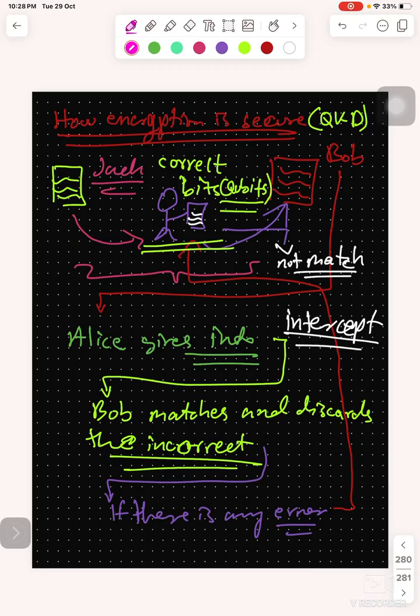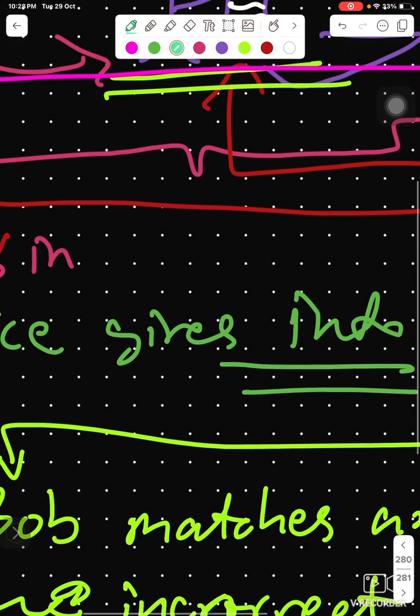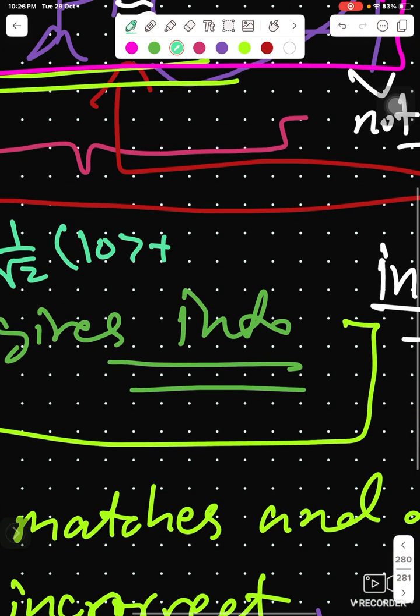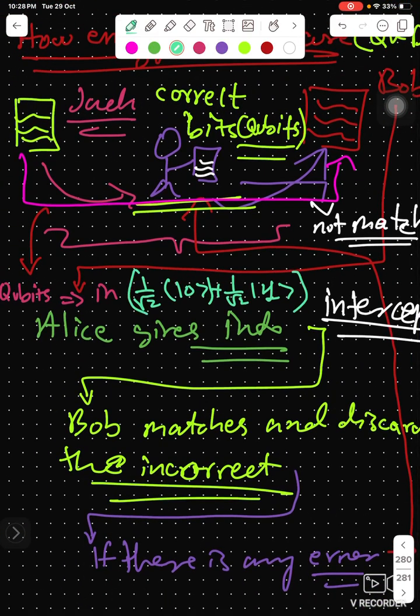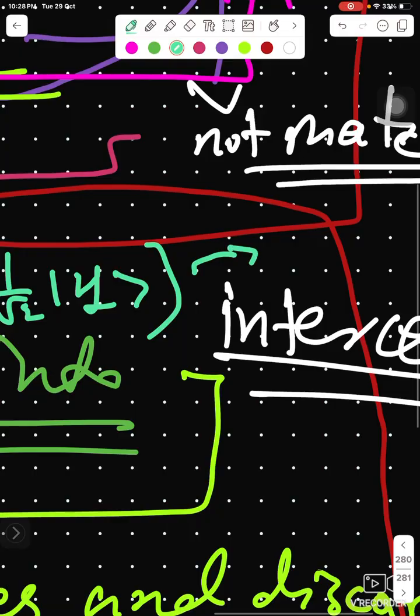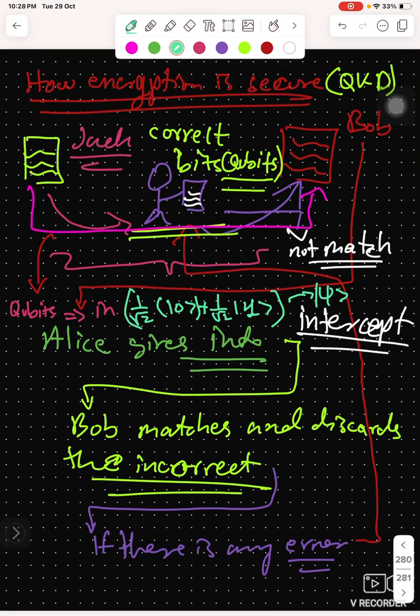Superposition. So when he sends the message to Bob, when not measured, the qubits are in 1/2 plus, I'm just giving an example. Okay, yeah, that's it.